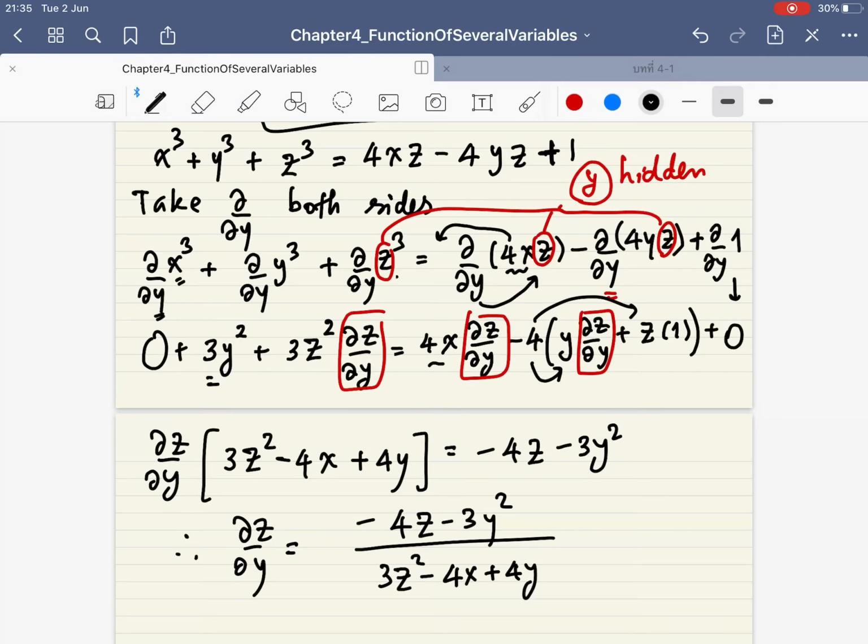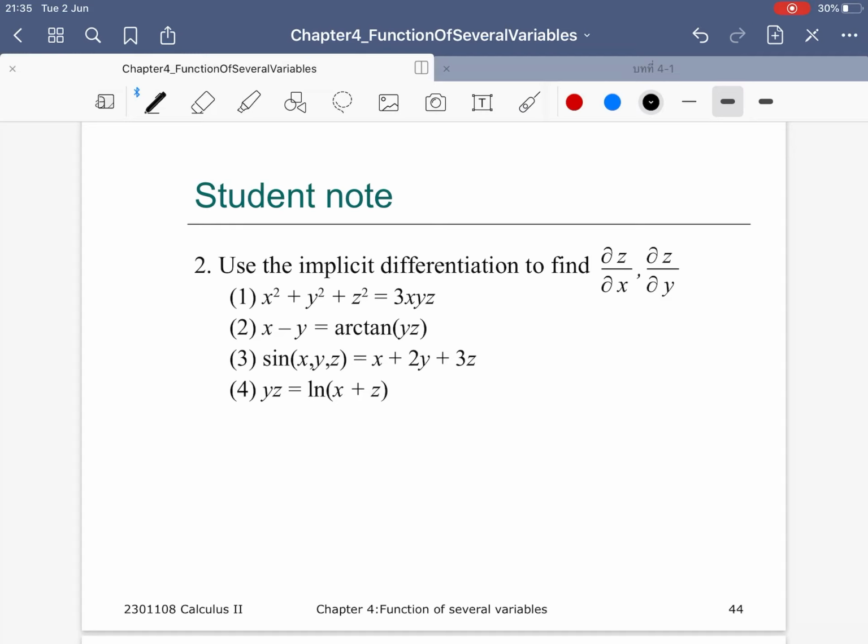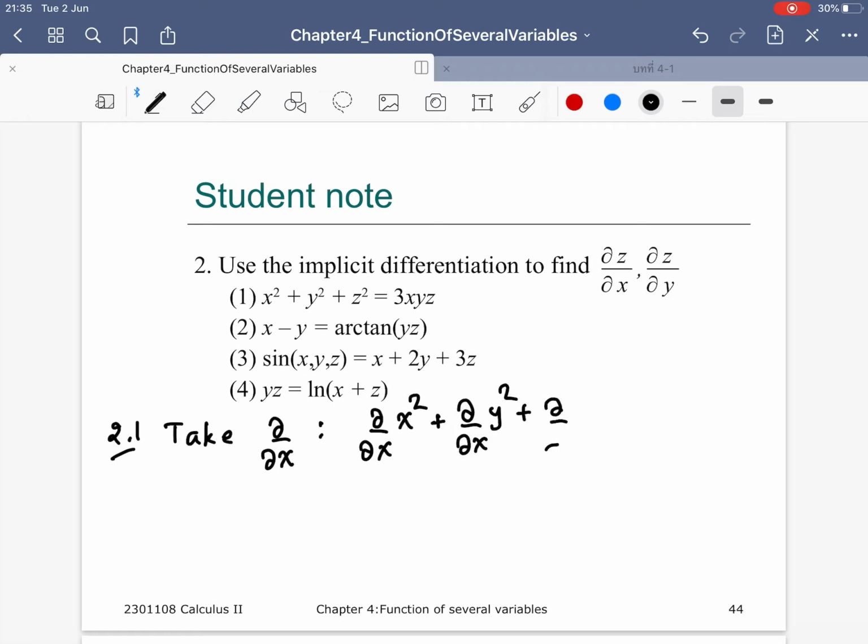So let's look at the next example. Actually, we got 4 examples together. All right, so let's look at 2.1. You want to find a derivative with respect to x and with respect to y, right? So let us take the derivative with respect to x both sides first. So you have d by dx of x squared, d by dx of y squared, d by dx of z squared. So it's pretty much the same, and d by dx of 3xyz. Okay, it looks like the previous example that we just did.